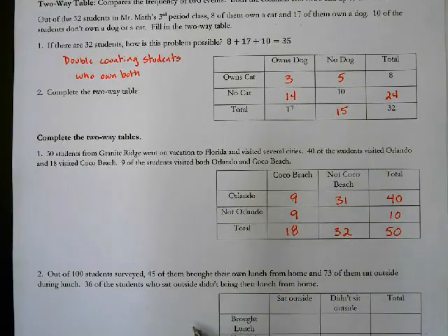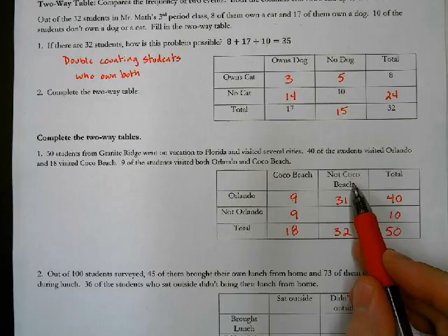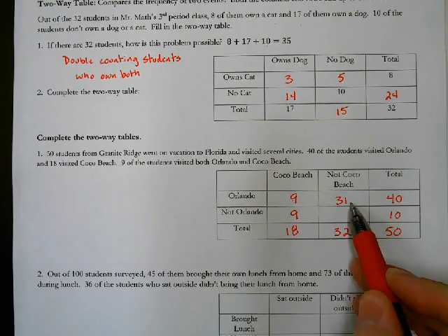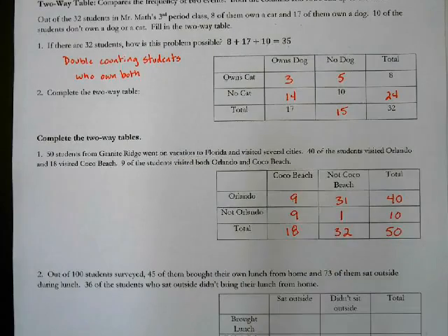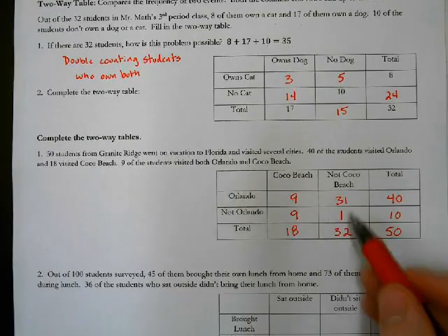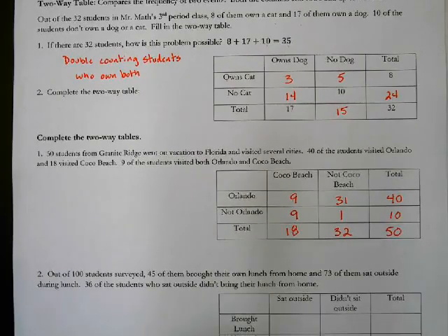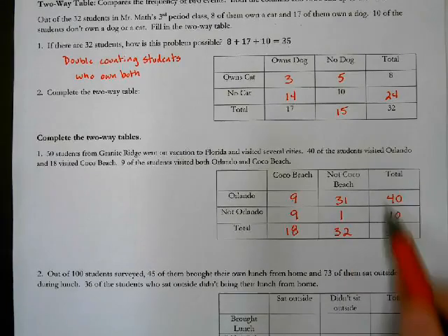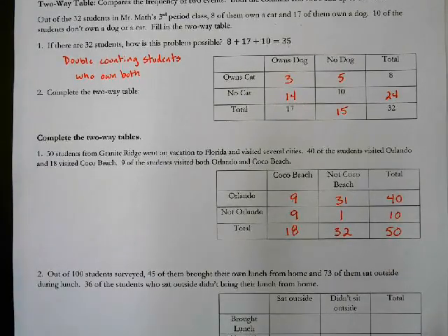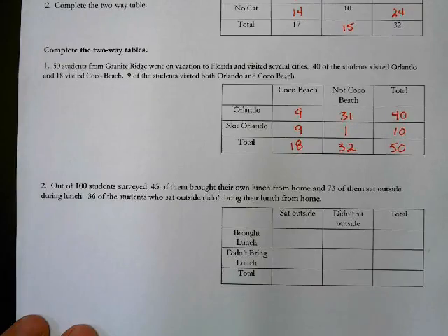For the people who didn't go to Cocoa Beach, if 31 of them went to Orlando, that means 1 of them didn't go to Orlando. Maybe they went to Miami or something other than Cocoa Beach or Orlando. There's more than just 2 places in Florida if you haven't been before. And there we go. Everything adds up going side to side and up and down. Last one. Go ahead. Be saucy. You got this. Try it out.